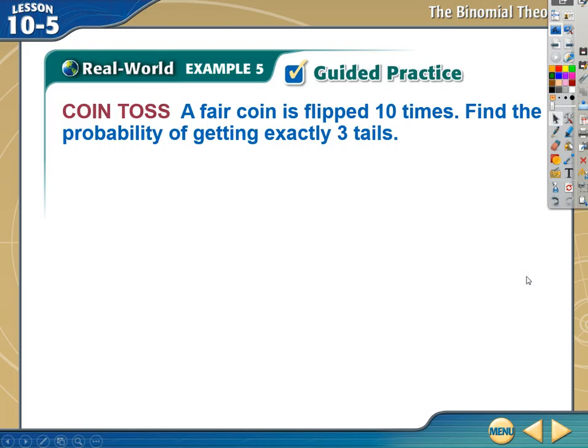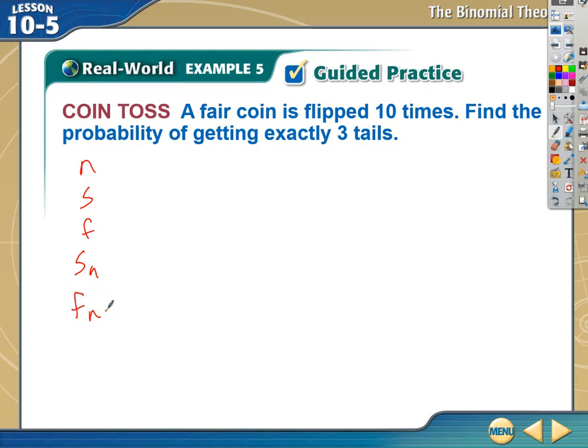This one here says, hey, I got a fair coin. It's flipped 10 times. Find the probability of getting 3 tails. So again, let's set all this up. You set up N, S, F, SN, SF. Not SF. FN.